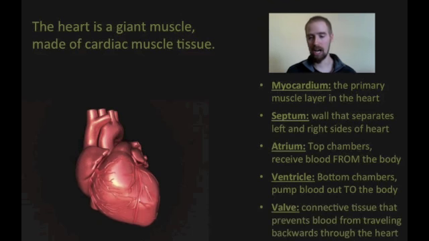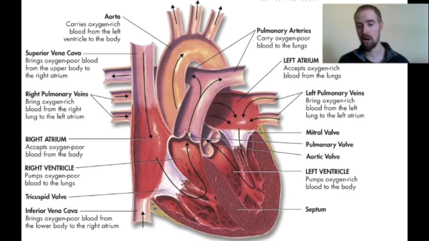And then inside of our heart, we also have these structures called valves. And valves are made up of connective tissue, and they prevent blood from traveling backwards through the heart. So they keep blood traveling in the right direction as it's circulated through our heart and out to the rest of our body.